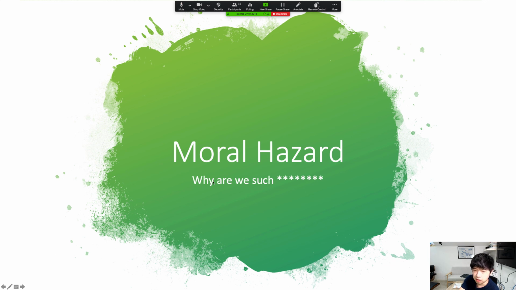Moral hazard, and then you read the subheading. You want to make a guess what the star star star star star is? Shout it out. I never say that word. Basically, the summary of this topic called moral hazard is: why are we such stars? We human beings are really quite crappy beings. Why are we such crappy beings? It's because of this thing called moral hazard, which I'm going to take some time to explain to you.